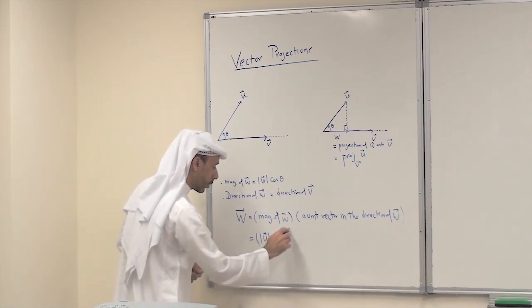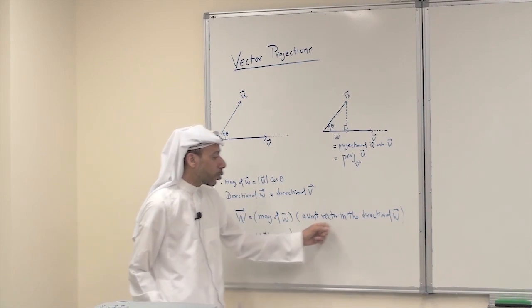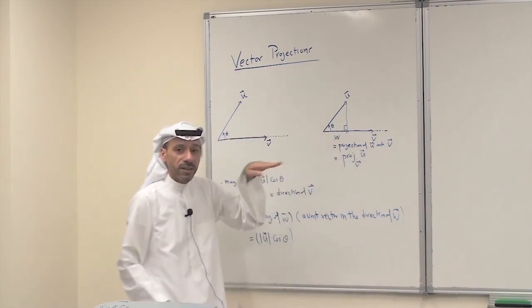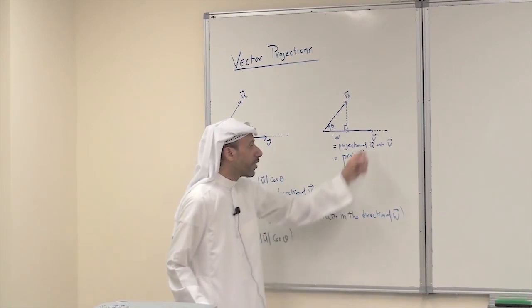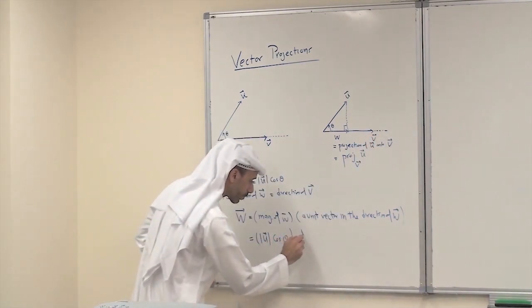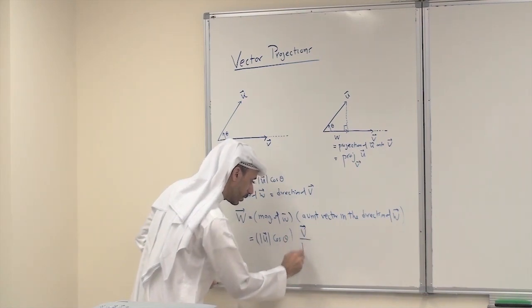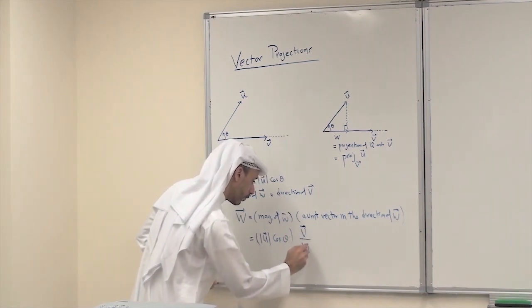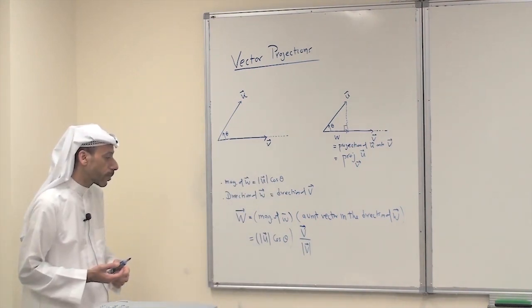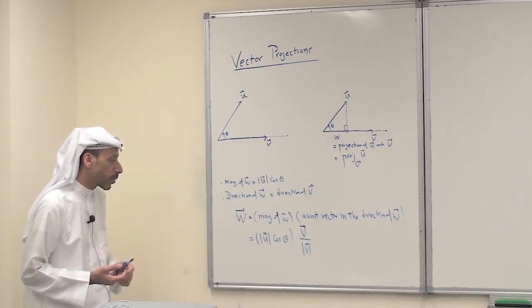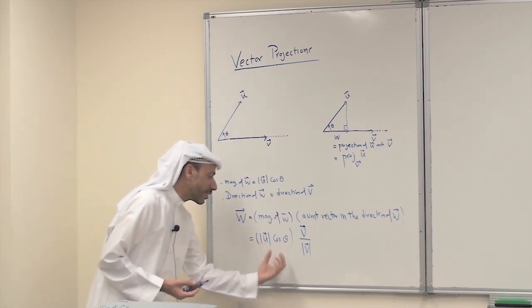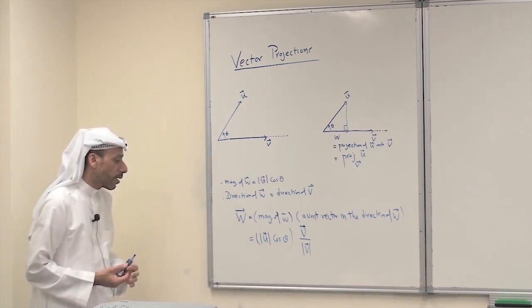So this is for the magnitude. A unit vector in the direction of W. W and V are in the same direction, so we can take the unit vector of V. We write V over the magnitude of V. So this is the unit vector in the direction of W. So this is W.